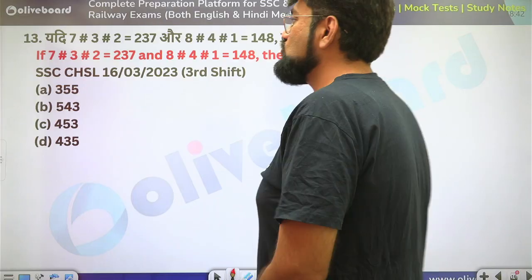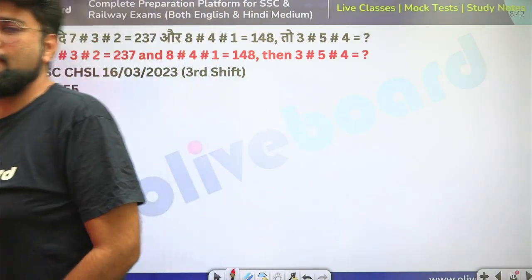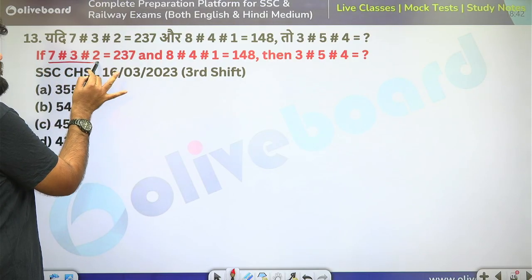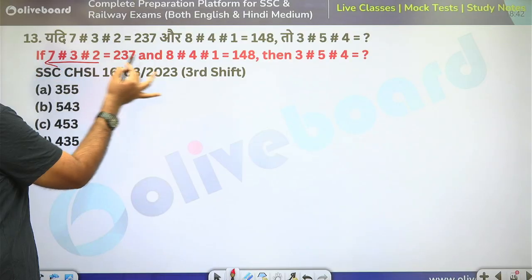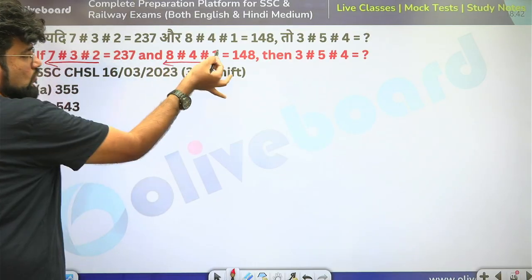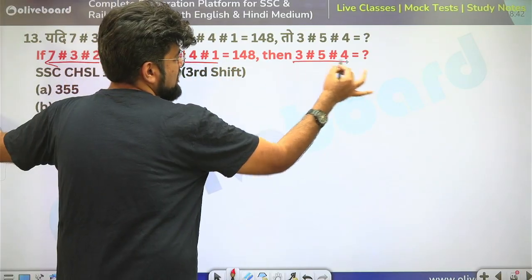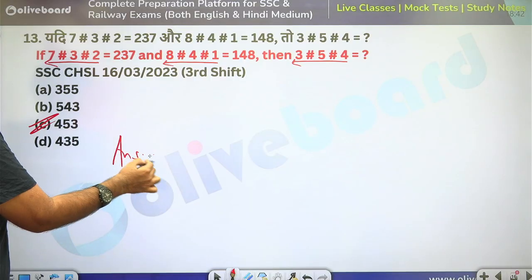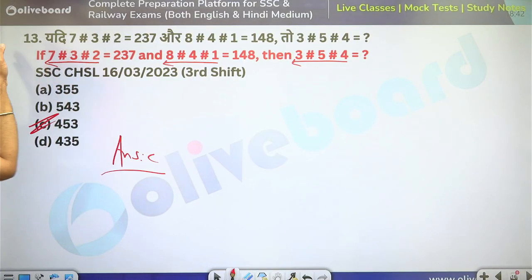These also used to be asked very commonly before. Nowadays, they have become pretty obsolete, but they still ask you questions like this. See, 7 hash 3 hash 2 is 237. 8 hash 4 hash 1 is 148. So 3 hash 5 hash 4 will be 453, which is option C. What is the logic here? No logic. We are just coming in the reverse order.